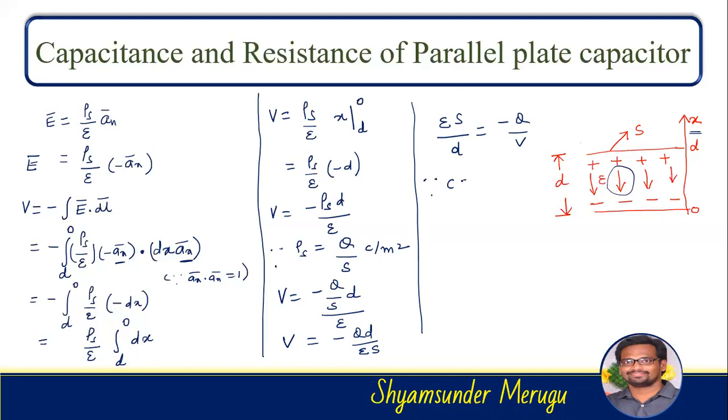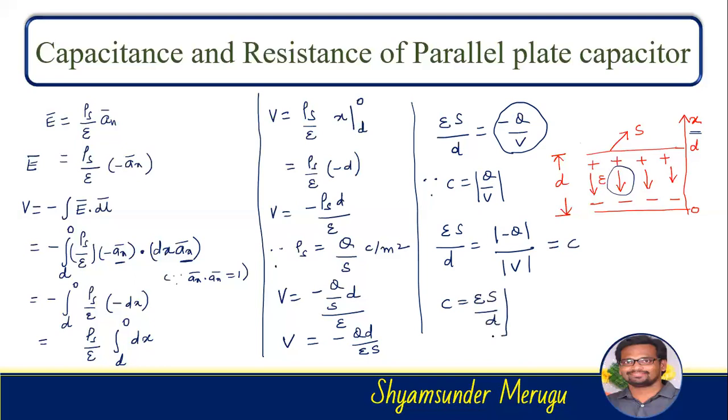Since we know that c equal to q by v and the values that we consider should be absolute values. So if we consider the absolute values, then what we get is epsilon s by d equal to absolute value of the charge q by absolute value of v, which is equal to c. Therefore c equal to epsilon s by d. So this is the capacitance expression of the parallel plate capacitor and the units will be farads. Here epsilon is the permittivity of the medium used between the plates, s is the surface area of the plates, and d is the distance between the plates.